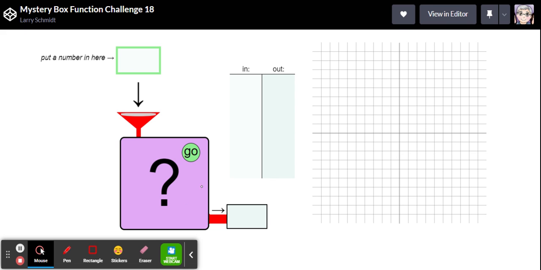In this purple mystery box there's some math, and your job is to figure out what that math is. Is it addition, subtraction, multiplication, division, something else, something stranger? You're going to put numbers in the top and you're going to be able to see how they're transformed by that math when they come out the bottom. Your ins and outs will be kept track of in this chart, and they'll even be graphed as points so you can see the graph and what shape it makes, and maybe that will help you in discovering what the math is inside the mystery box.